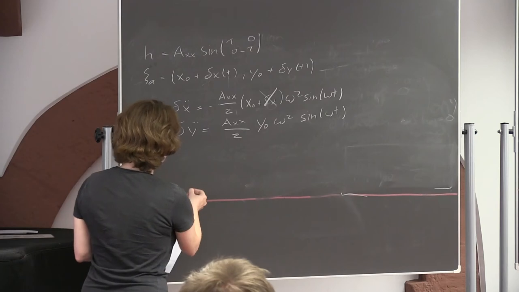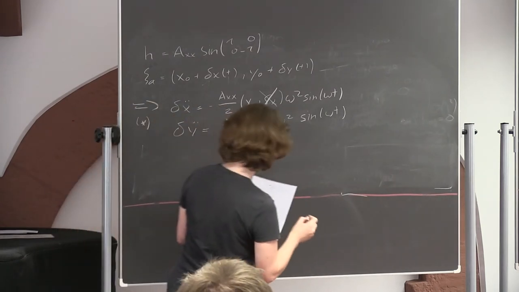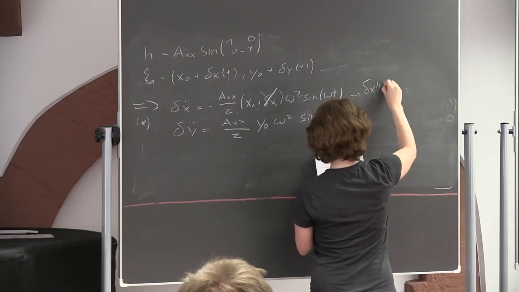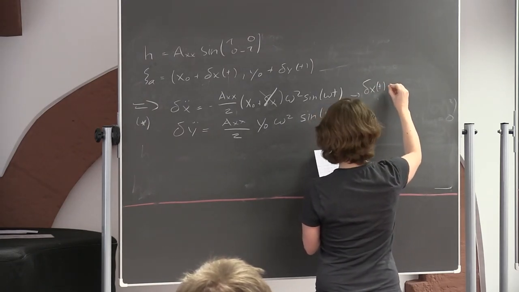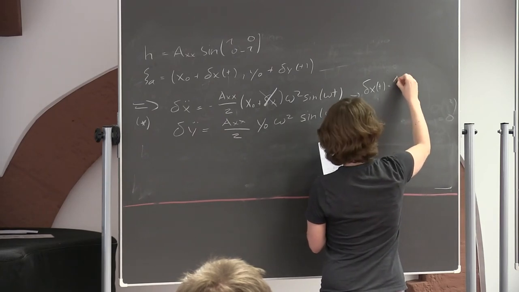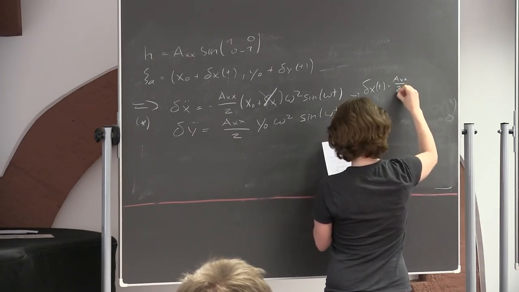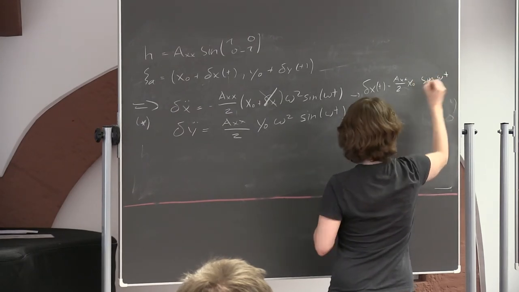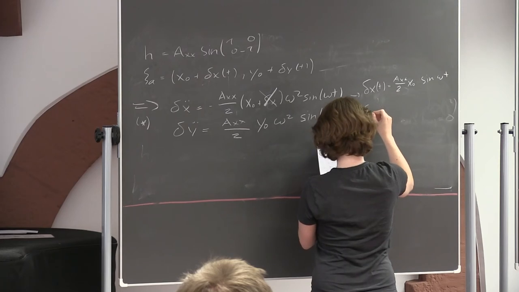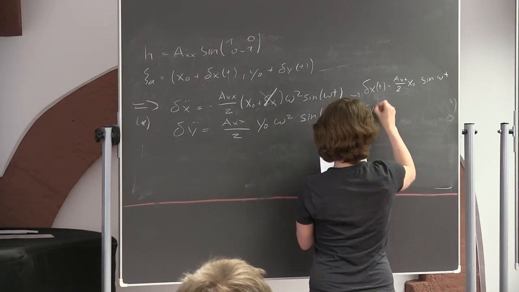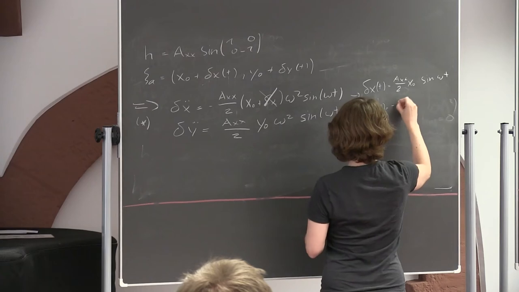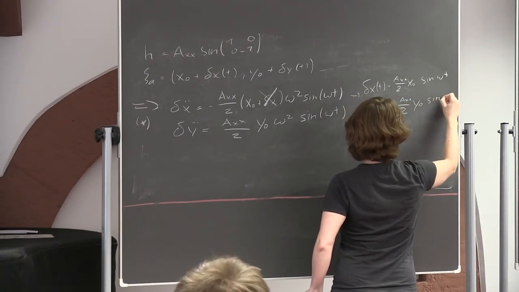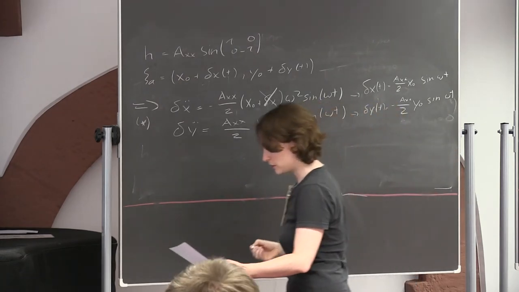Now you can solve these equations, right? So delta x of t is then, of course, just a_xx over 2 times x0 sine omega t, and the same for y with a minus sign: minus a_xx over 2 times y0 sine omega t. Okay, why do we do that?